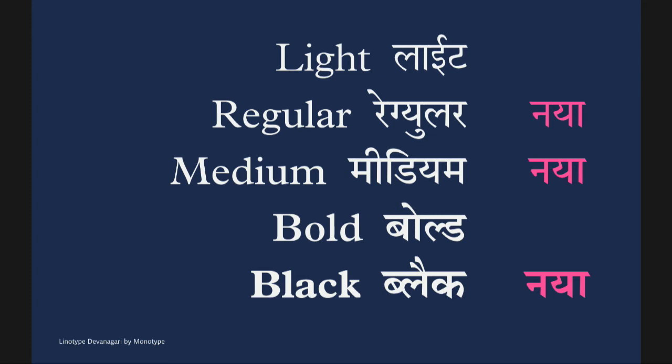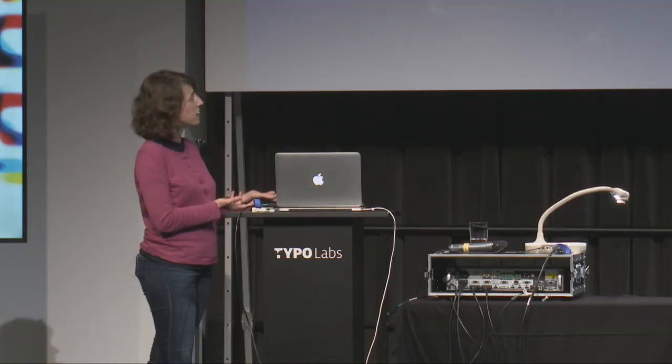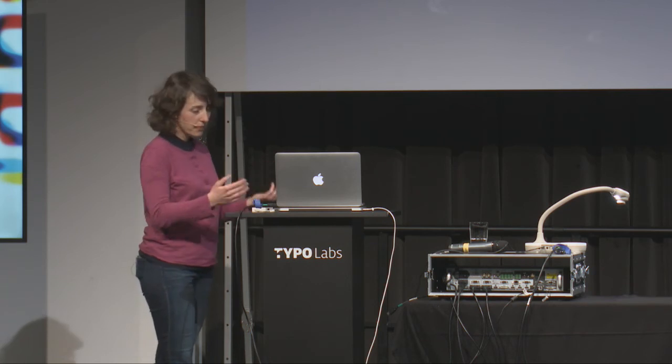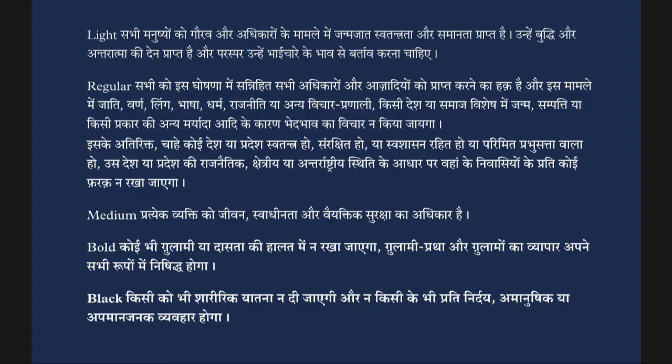And now, because there's less and less limitation, we are able to design many more weights, but also many more conjuncts, because why have half forms when it's sort of a fallback solution, especially for a typeface of this kind, which is for long text. So things are getting better, I would say, for Devanagari type.